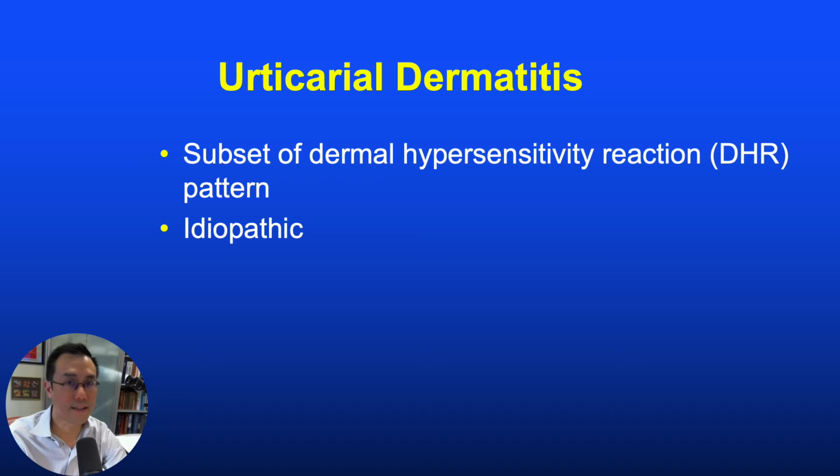Urticarial dermatitis is not an entity that I think you would typically find on most differential diagnosis lists for spongiotic dermatitis, but it is an entity that has been increasingly recognized in the literature, and so I felt prompted to include it here. Urticarial dermatitis may be regarded as a subset of another relatively obscure entity, the dermal hypersensitivity reaction pattern, or DHR. And by definition, urticarial dermatitis exhibits an urticarial appearance clinically and is idiopathic regarding etiology.